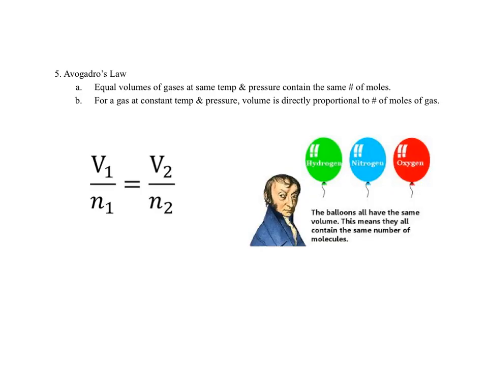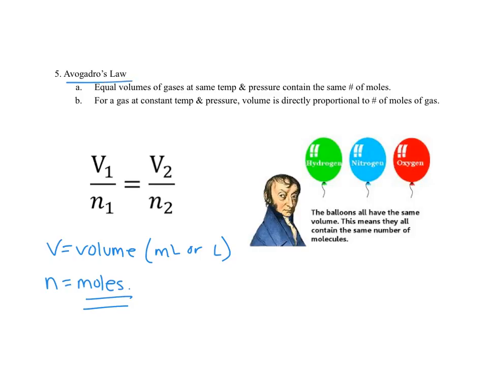Okay, we have one more here, and this is going to relate volume and our number of moles. Volume can be in milliliters or liters, same on both sides, and n represents our number of moles. Basically, this is called Avogadro's law because Avogadro said that the volume that a gas takes up is completely dependent on how many moles there are.